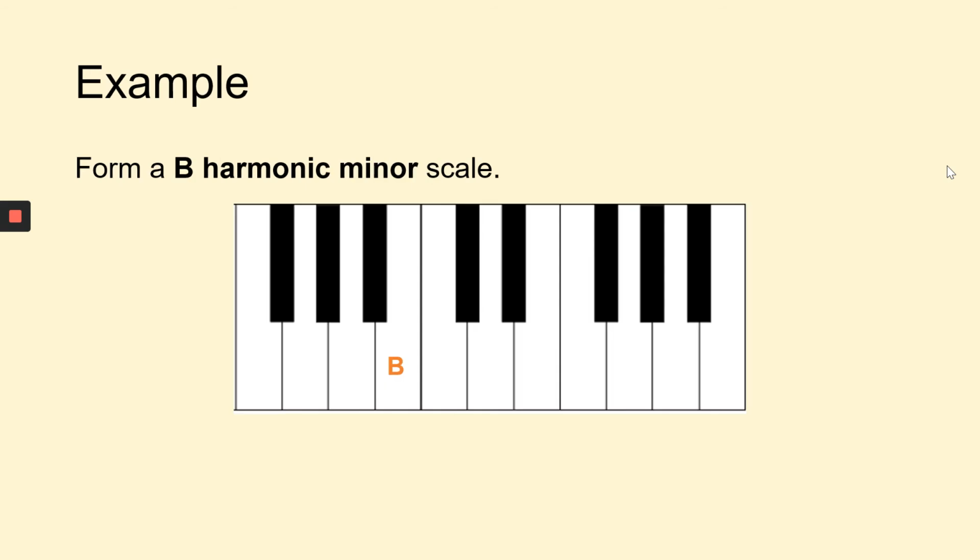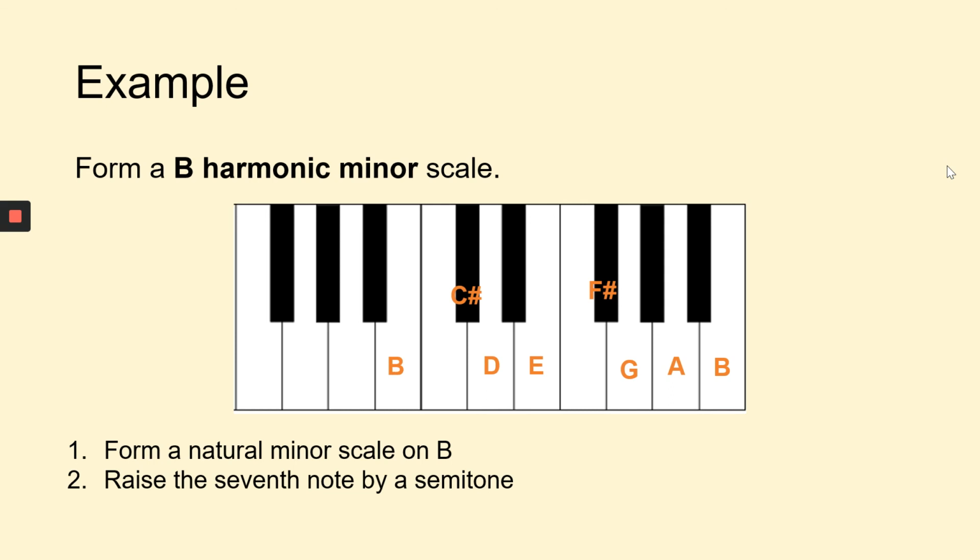So, how do we work out a B harmonic minor scale? Well, we would form a natural minor scale on B, like so, and then we just identify the 7th note of the scale and raise it by a semitone. In this case, we take the A, and we'd raise it to an A sharp. So the scale sounds like this.